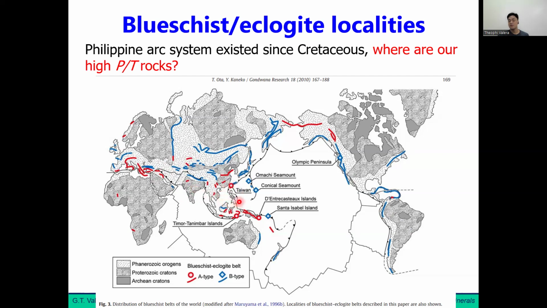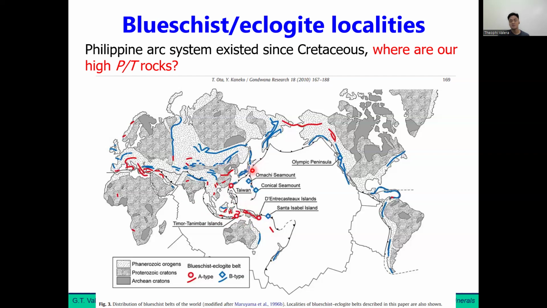And I would like you to focus on this tiny region, the Philippines, of course. And there has been no officially or petrologically clearly characterized blueschist-eclogite belt, which is very unexpected, because as you can see from Japan all the way to the south in Papua New Guinea, Indonesia, you see the belt.